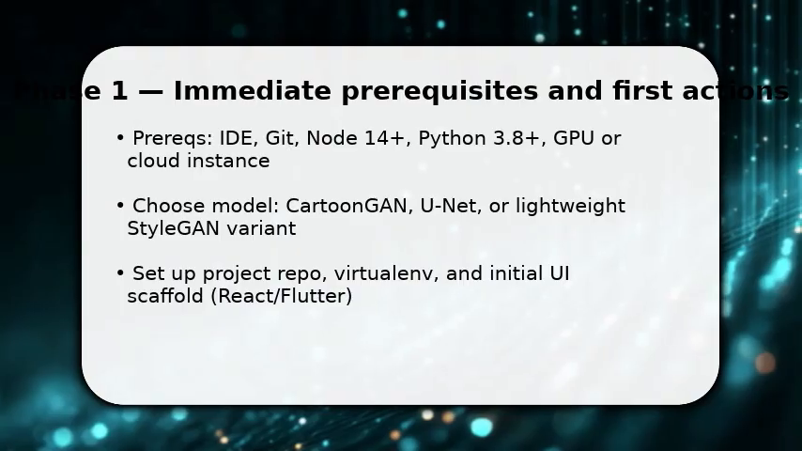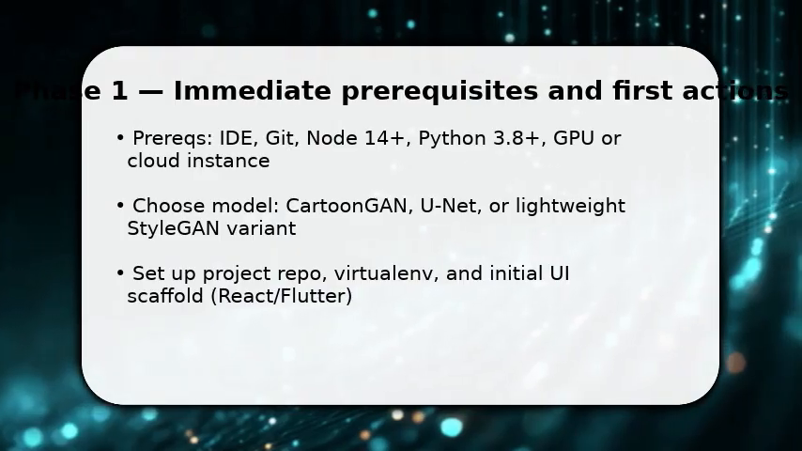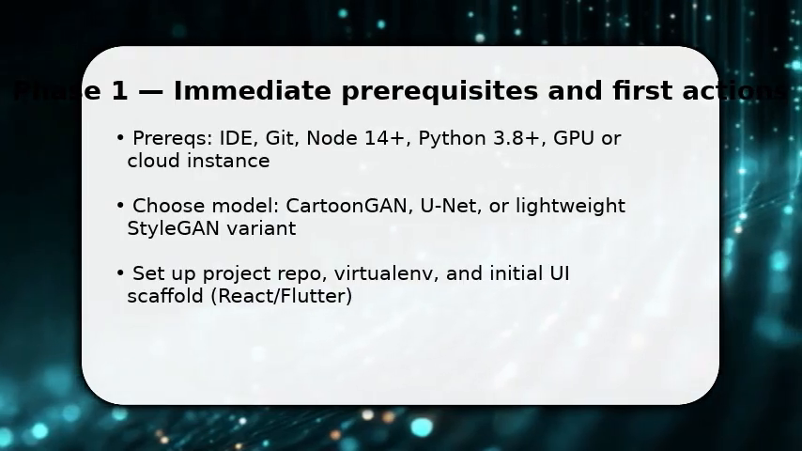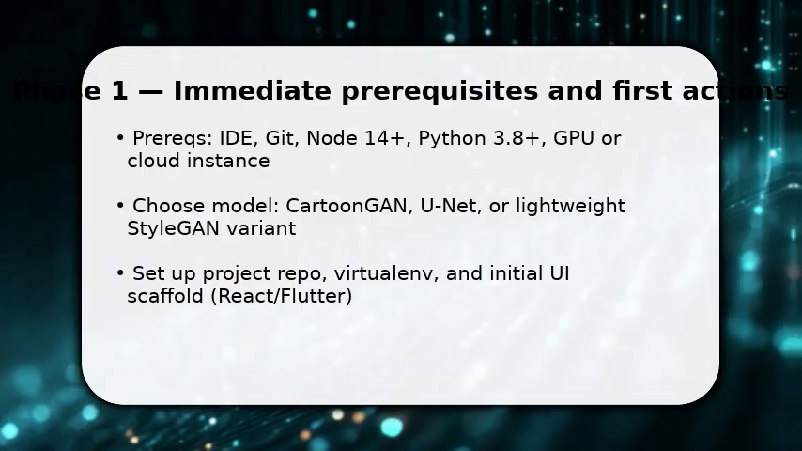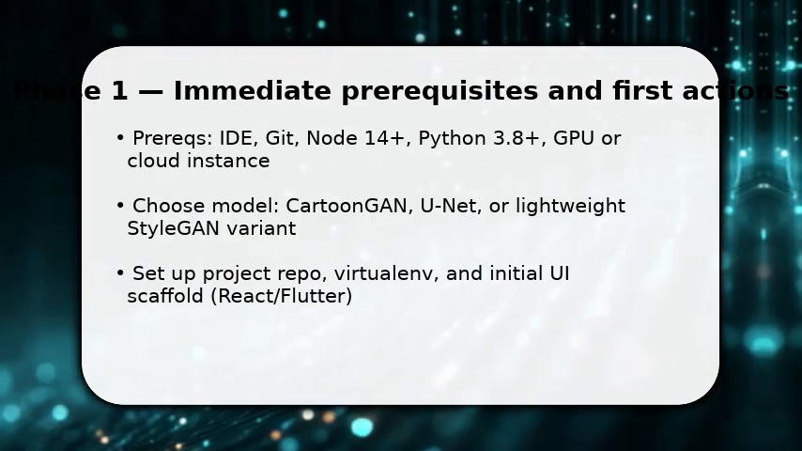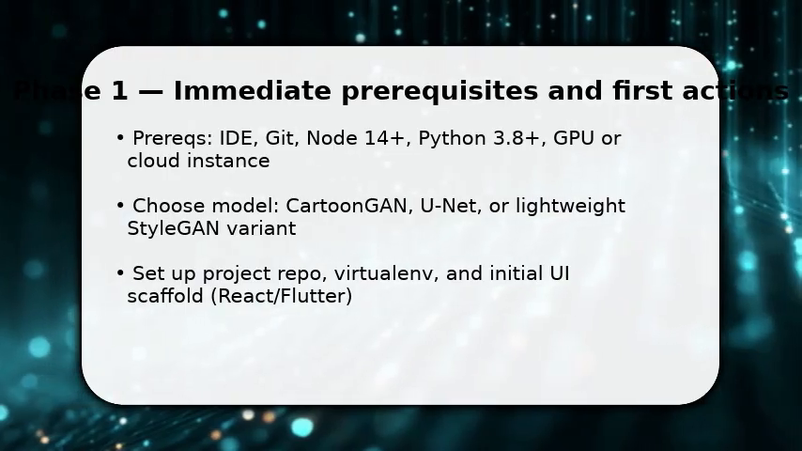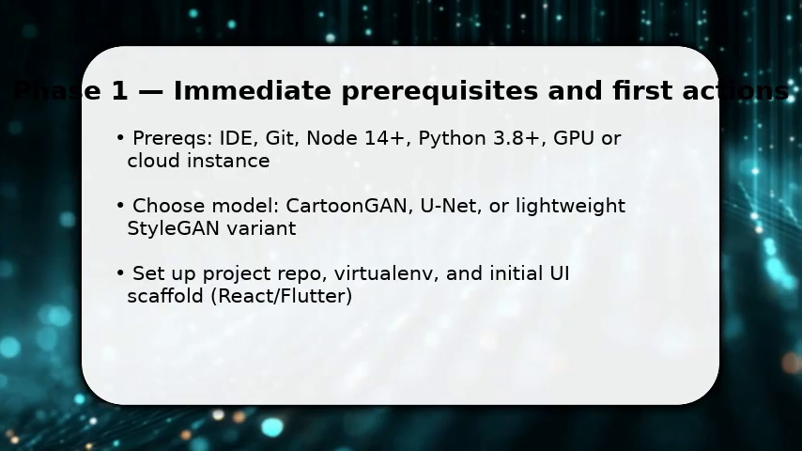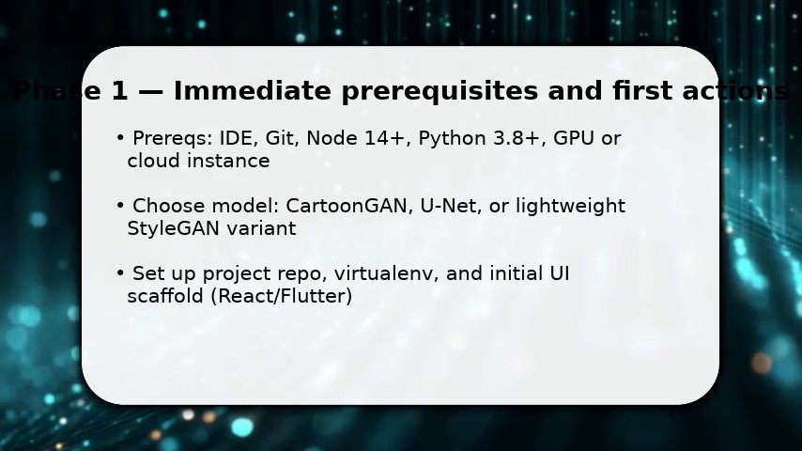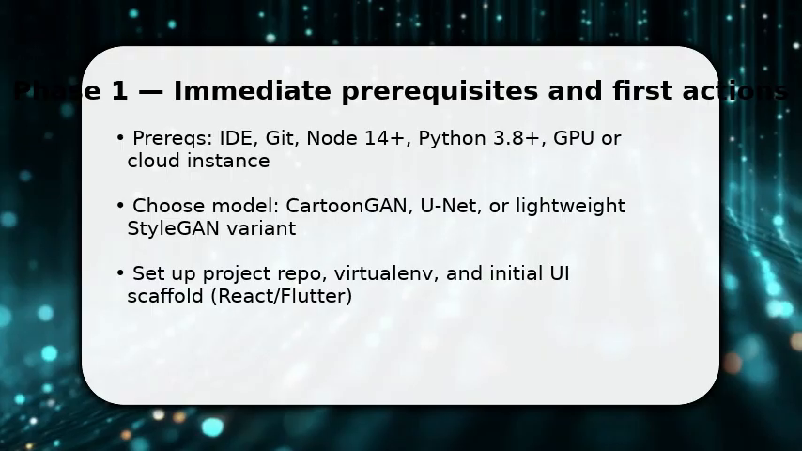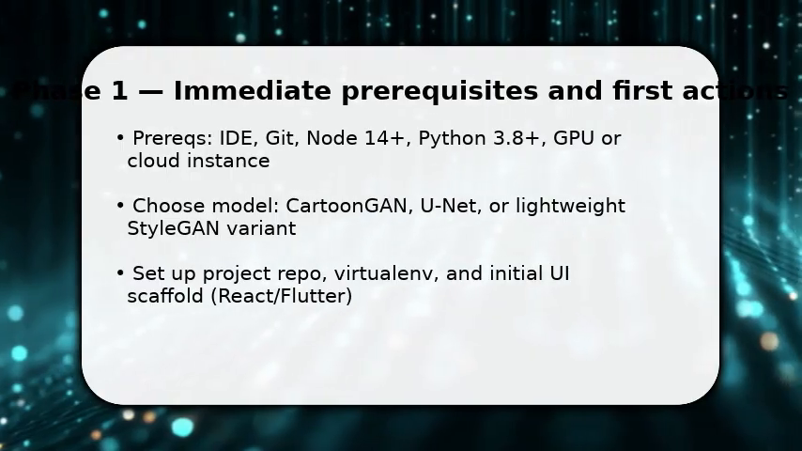You start by assembling what you must have: IDE, Git, Node 14+, Python 3.8+, and a GPU or cloud instance. Next, pick a model. CartoonGAN or UNet are fast for prototypes. StyleGAN is heavier. Once chosen, make a repo, create a virtualenv, and scaffold a minimal UI in React or Flutter so you can iterate visually.